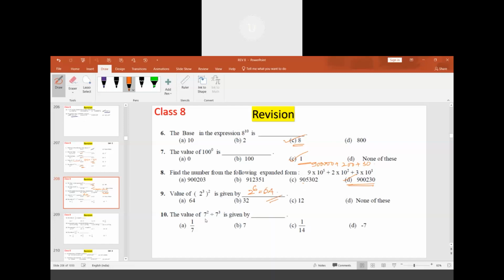Option A, sir. The value is 1 by 7. 7 to the power of minus 1 gives 1 by 7. Option A.